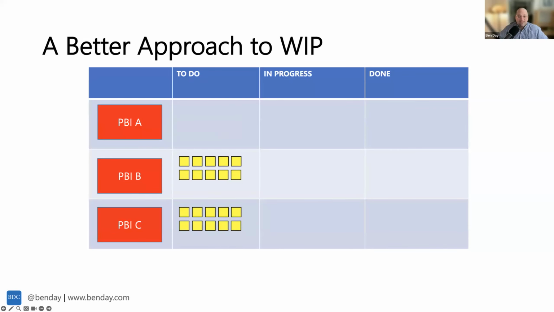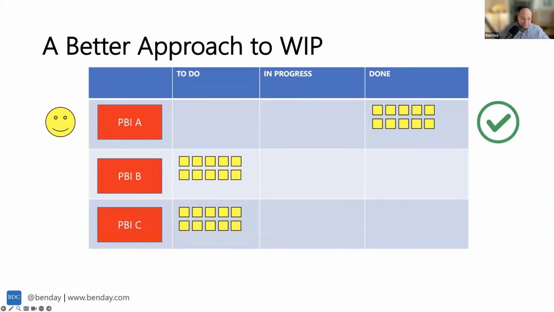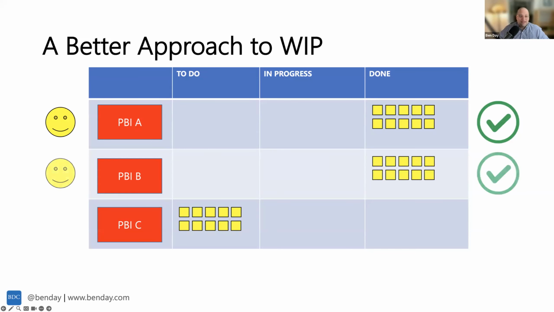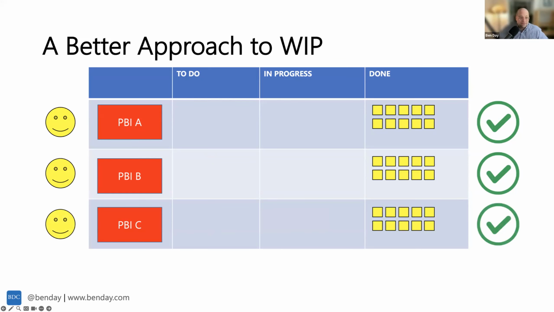So take that first PBI, and the entire team swarms on it. We only try on the team to work on one thing at a time. And then at the end, after we finish swarming on it, we make the whole thing done and we're happy. Now, we just keep going on that. Next, we go to the PBI B, the next highest priority item, drive it to done. Next one, drive it to done.